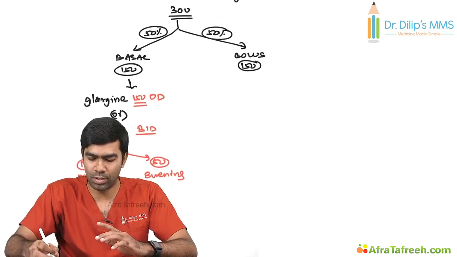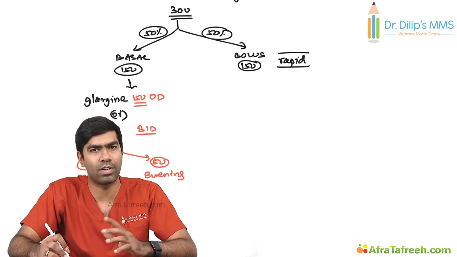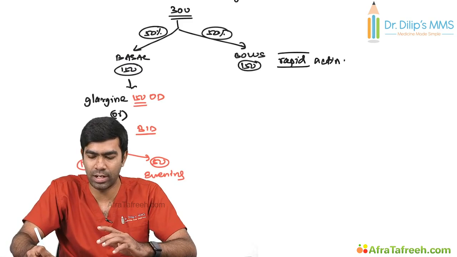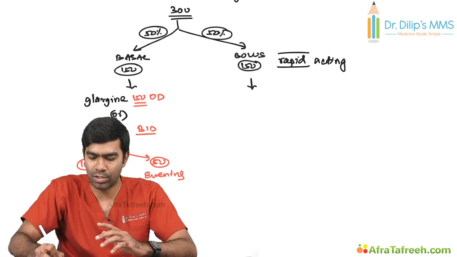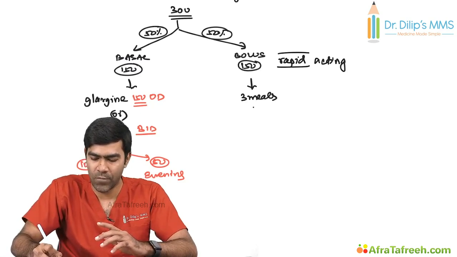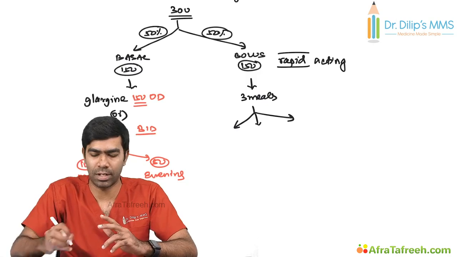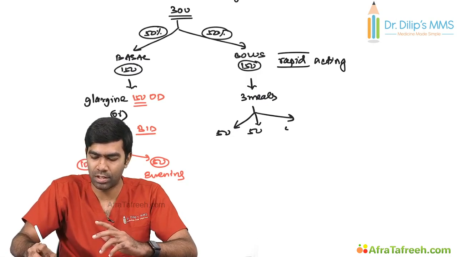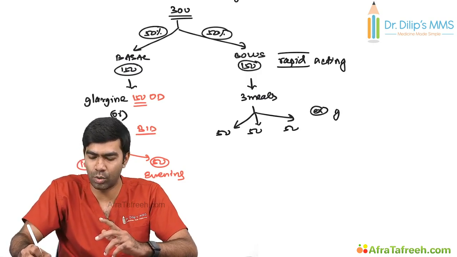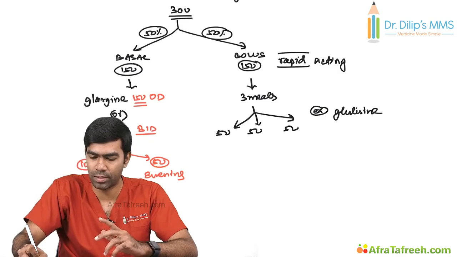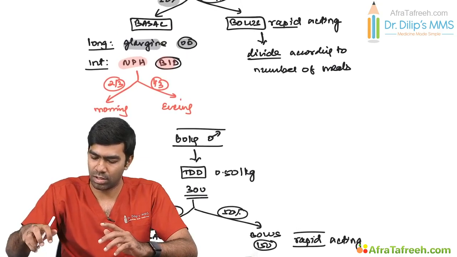Now, bolus insulin, the usual insulin I'll be preferring is either regular insulin, or very commonly, we are going to prefer rapid acting analogs like Lispro, Aspart, or Glulisine. Let us use Glulisine for that matter. So let us assume the patient is taking 3 meals, and I'm going to split that 15 units into 3 different meals, like 5 units, 5 units, and 5 units before each meal. For example, I'm preferring Glulisine as a bolus insulin here. That's all.